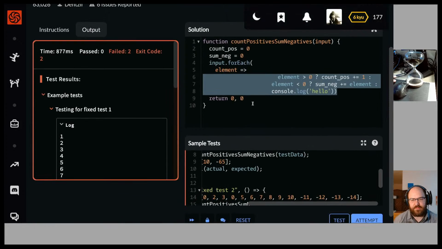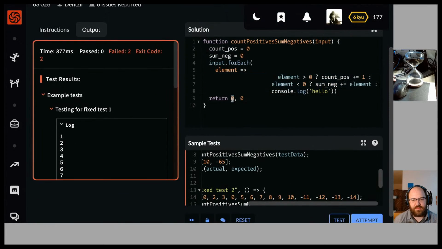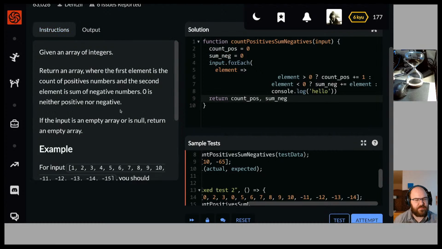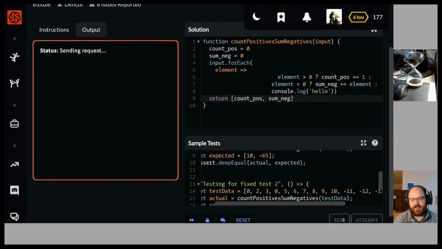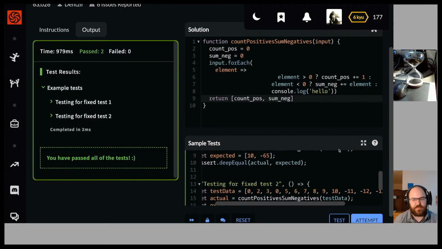Okay, what does it want for the output? Oh, return an array. How do you declare an array? I think it's just square brackets. Then the elements. Okay, test. Got him.